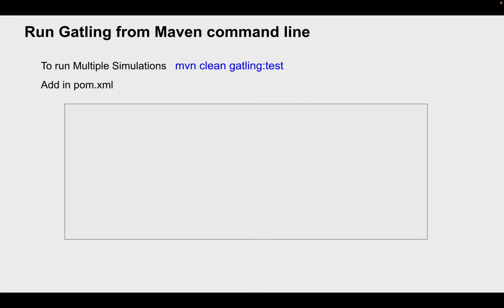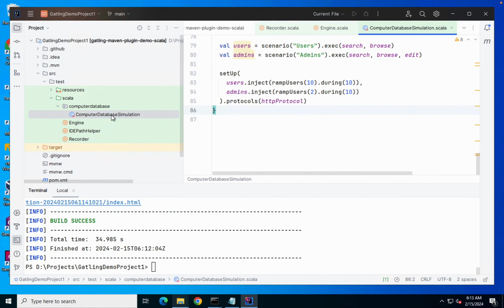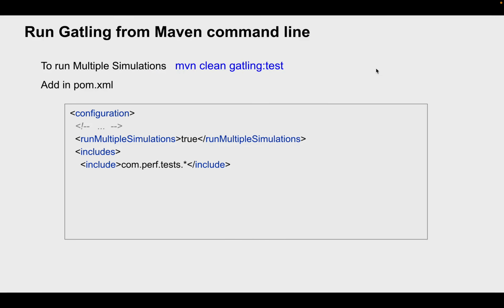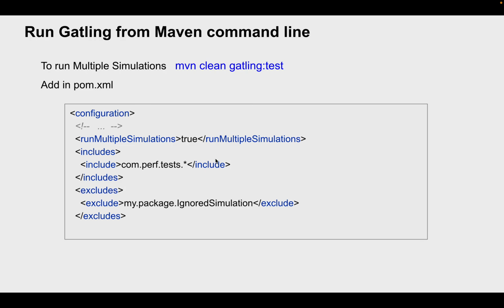In this case, if you have multiple simulations in your project, as of now we have a single simulation, but if you have multiple simulations and you try running by the command mvn gatling:test, you will get an error. To fix that, in your pom.xml file you can add this configuration, runMultipleSimulations true, and then you can include what all packages you want to include, and what all you want to exclude. Once you have runMultipleSimulations true, you will be able to run multiple simulations using the command mvn gatling:test.